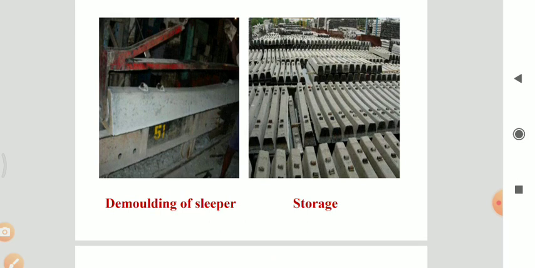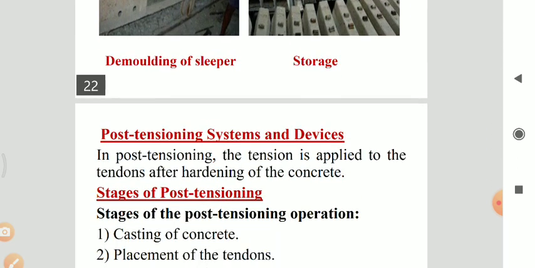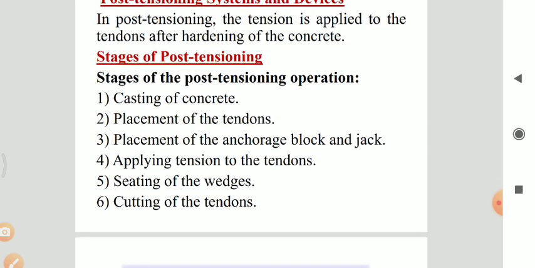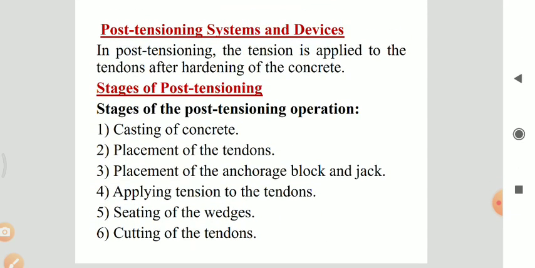Then post-tension systems and devices. In post-tensioning, the tension is applied to the tendon after the hardening of the concrete. That is, some target strength is there according to the grade of concrete. Once that strength is achieved, on that day the post-tension is applied. So the stages of post-tensioning: one, casting of the concrete, the first stage. Then placement of the tendons.